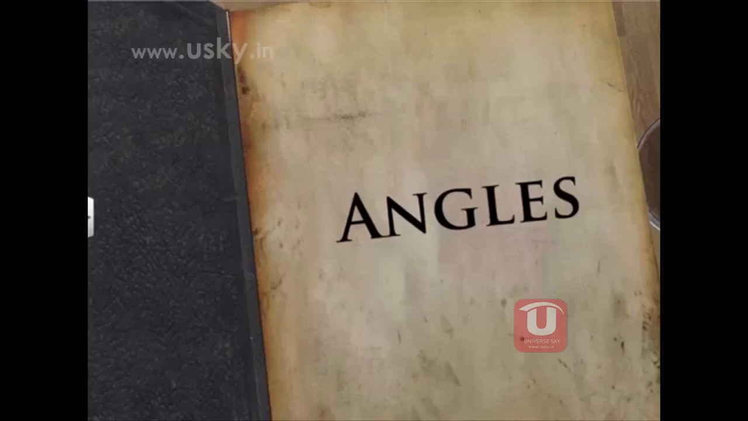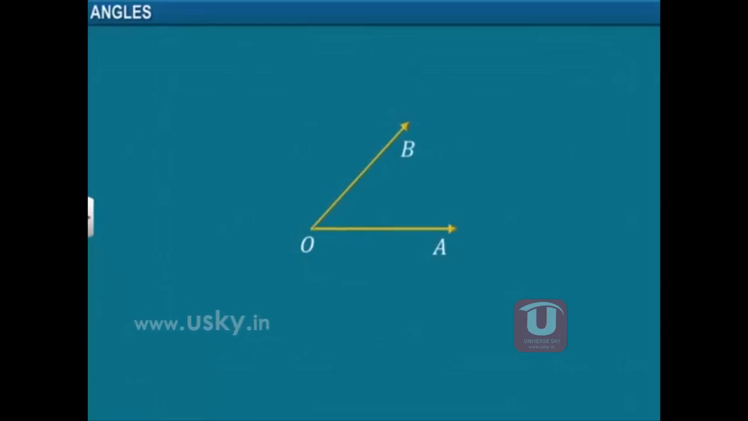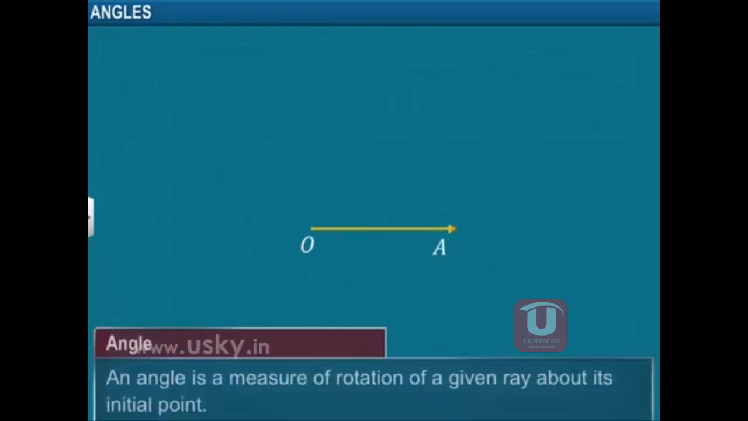In this module, you will learn about angles and the units for their measurement. Consider two rays OA and OB originating from a point O. If one ray is fixed and the other is rotated about it, an angle is formed. An angle can be mathematically defined as the measure of rotation of a given ray about its initial point.